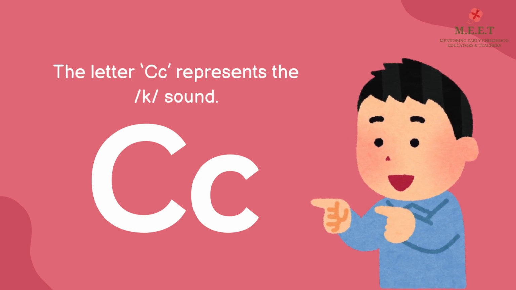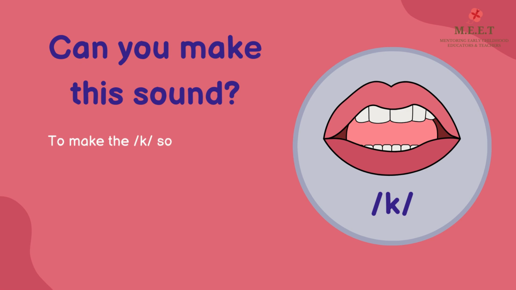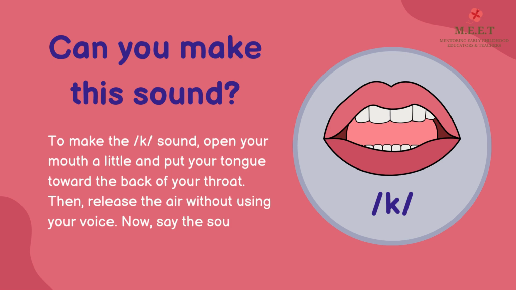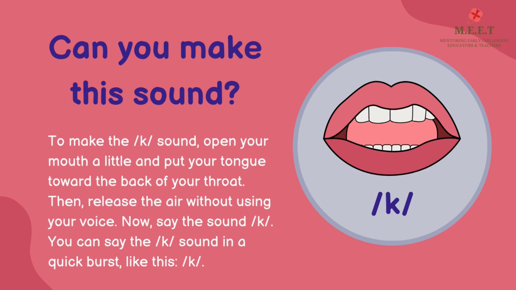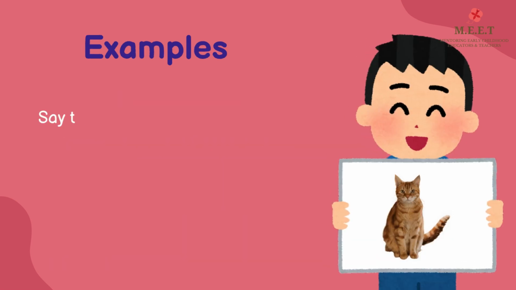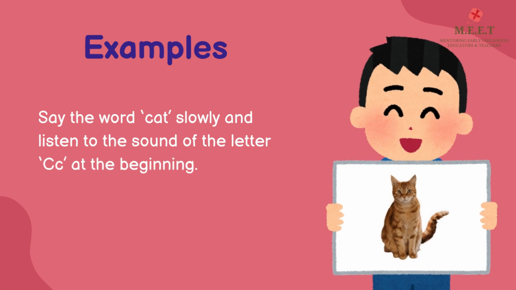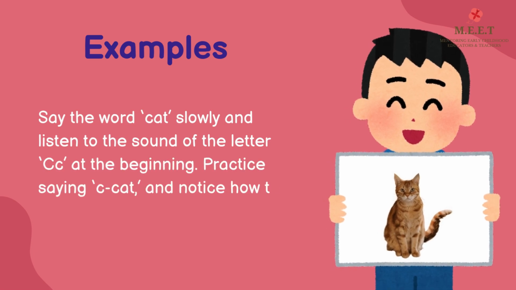To make the K sound, open your mouth a little and put your tongue towards the back of your throat. Then release the air without using your voice. Now say the sound K. Can you say the K sound in a quick burst like this? K. Let's look at some examples of words that begin with the K sound.